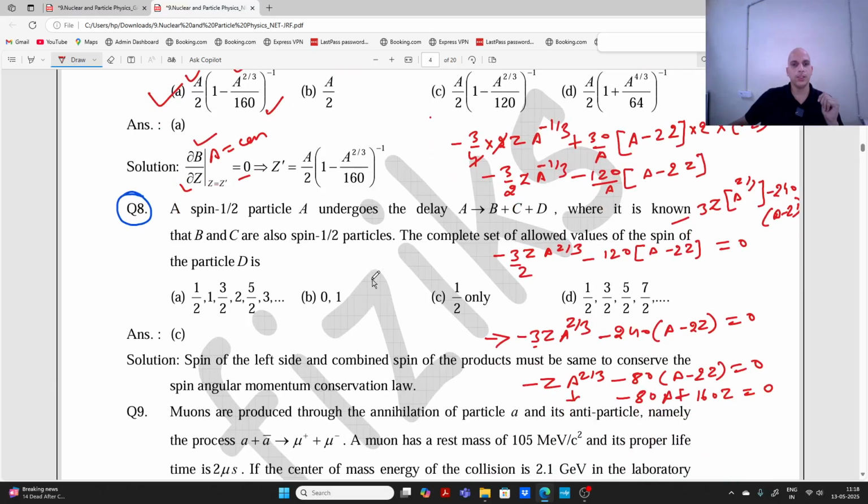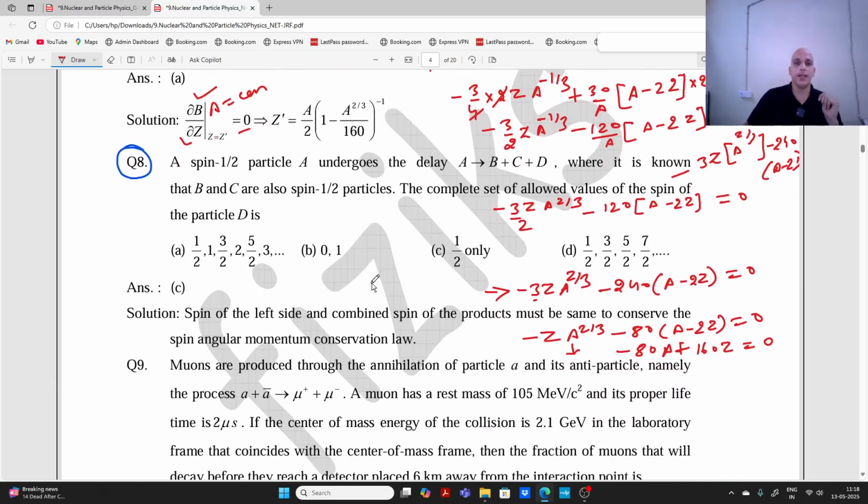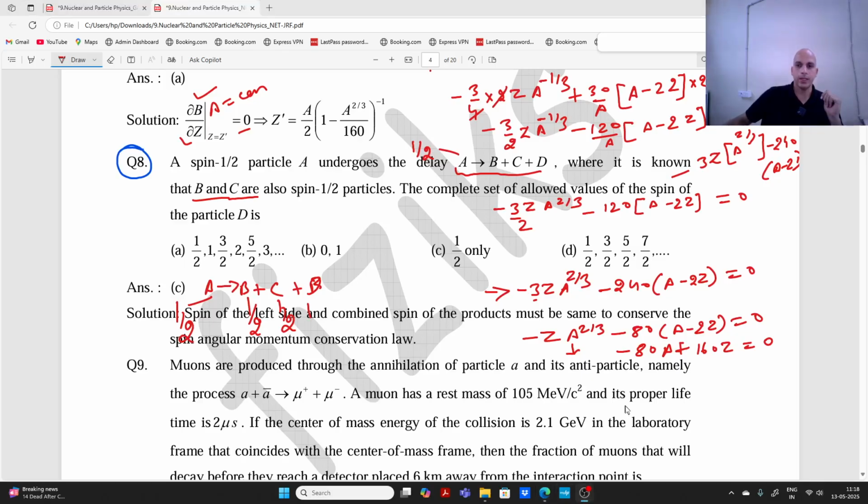Now the next question is a spin half particle A undergoes a decay by this rule. Means the spin of A is 1 by 2, where it is known that the B and C also have spin. I am writing it here, A is equal to B plus C plus D, right? A spin 1 by 2, B spin 1 by 2, C spin 1 by 2. So D spin is unknown, right? So I can calculate the spin.